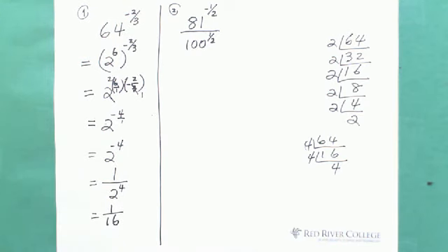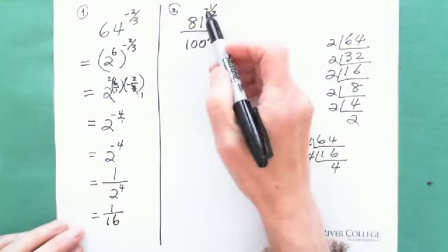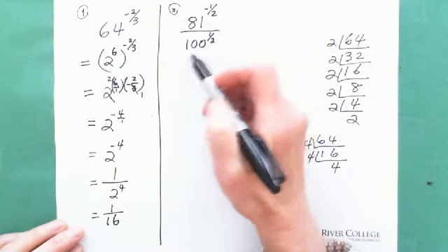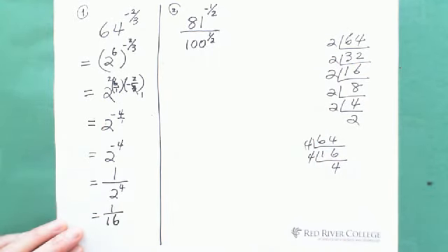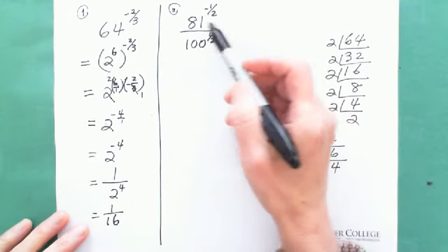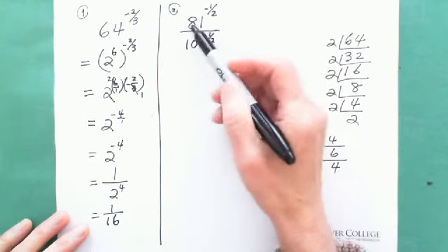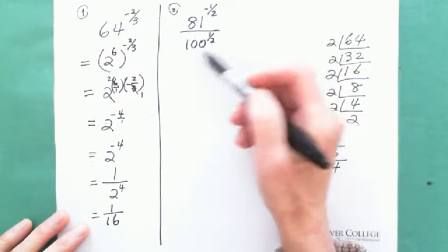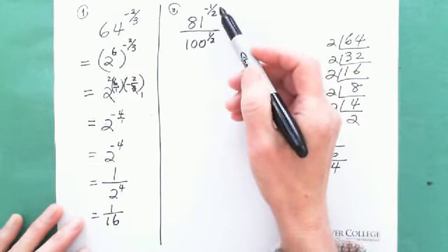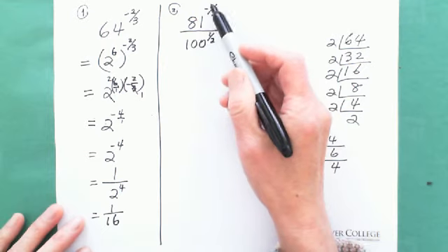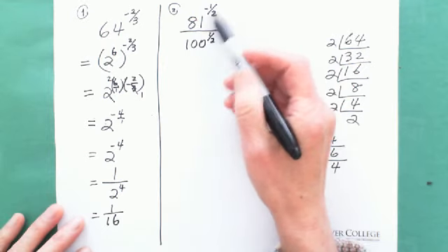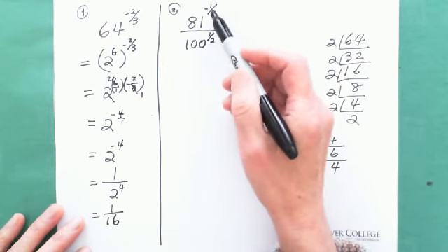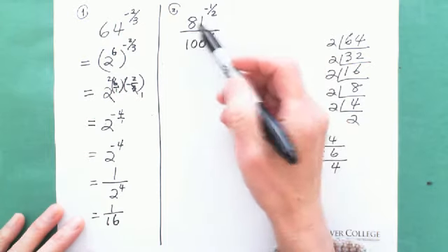The second question, let's see. 81 to the negative 1 over 2 exponent divided by 100 to the 1 over 2 exponent. How to simplify this situation? The reason is 81 is one base, 100 a different base, right? We cannot combine them. Even if we move the negative 1 over 2 exponent, 81 moves down, it's still a different base.